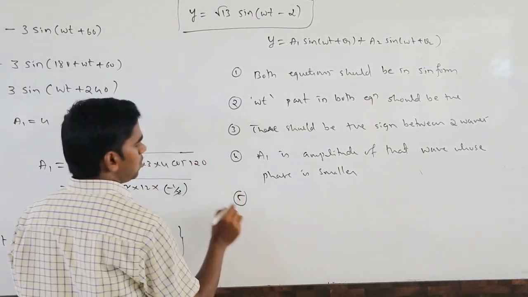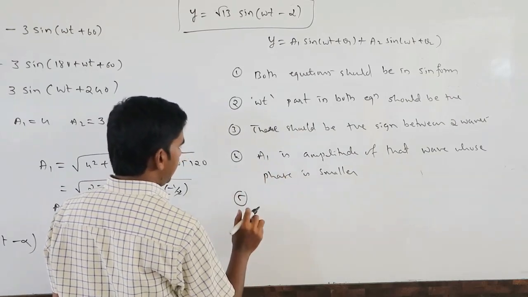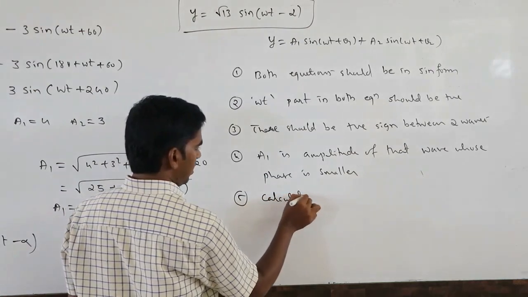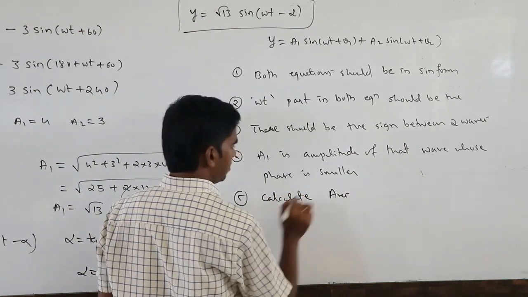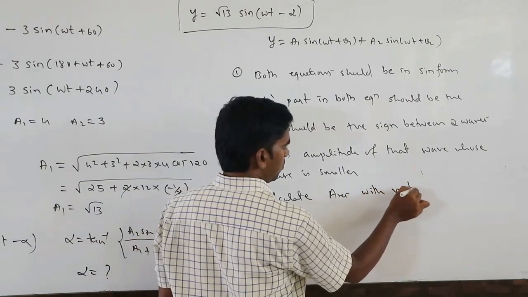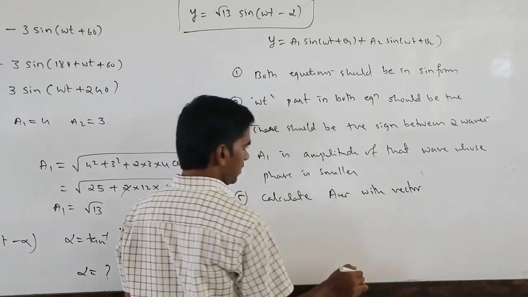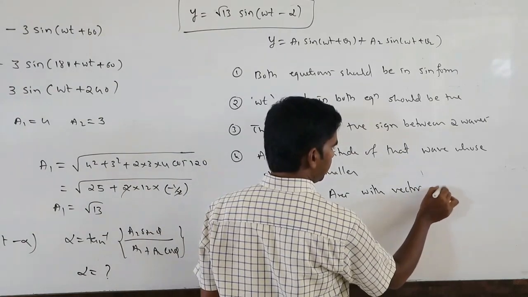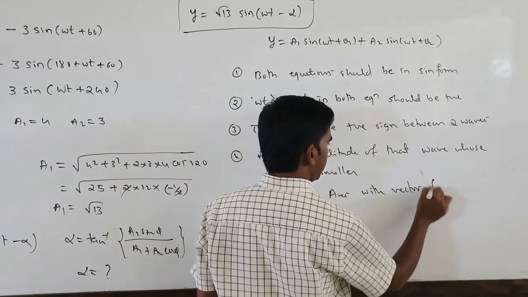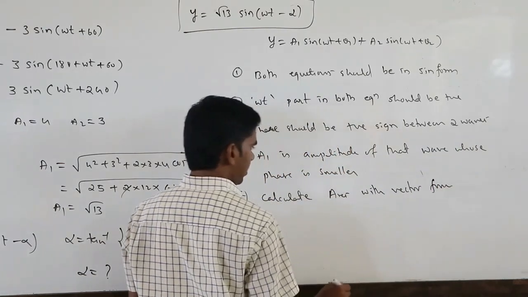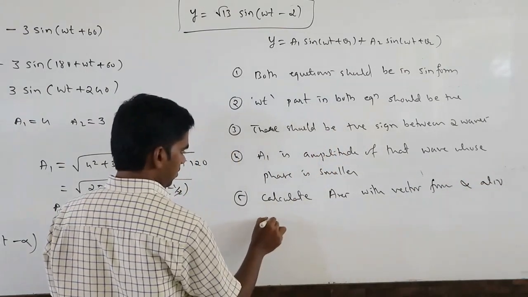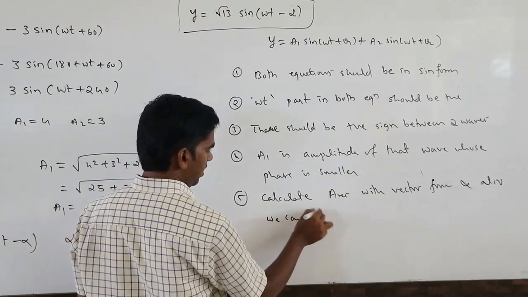So if you take your a1, then you can calculate the resultant A with vector addition, or with the help of the vector form, and also we can find alpha there only.